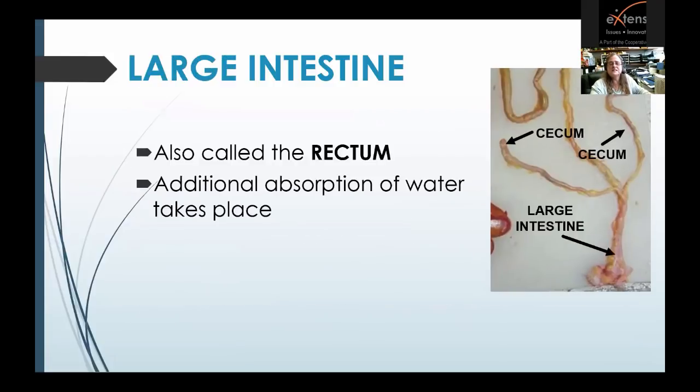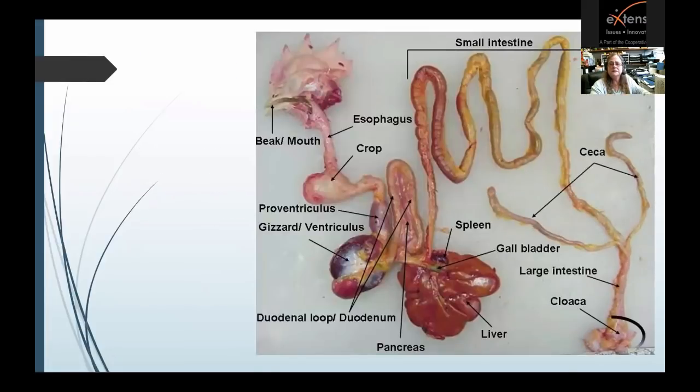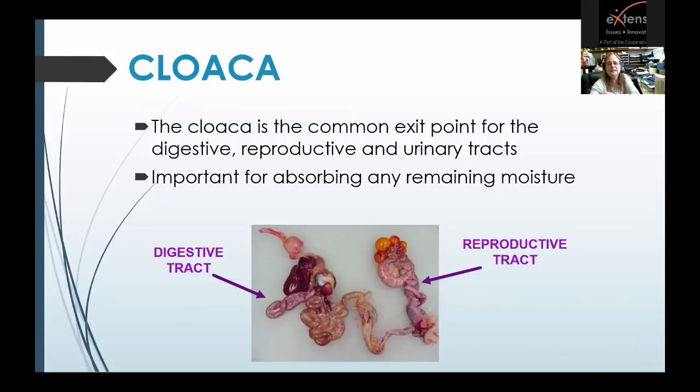The large intestine is also called the rectum, and here, as I said, the absorption of water takes place. Chickens don't want to lose their water, so they recycle it through the system. And then the cloaca is the end of the digestive tract. The cloaca is the common exit point for the digestive, reproductive, and urinary tracts. And again, it is important for absorbing any remaining moisture, trying to maintain that so the birds don't get dehydrated.